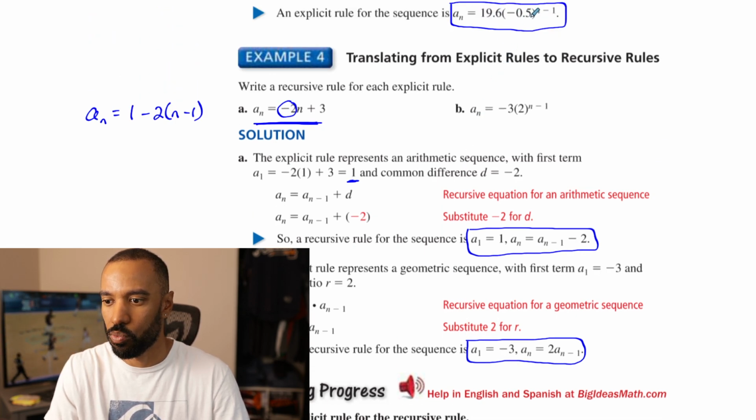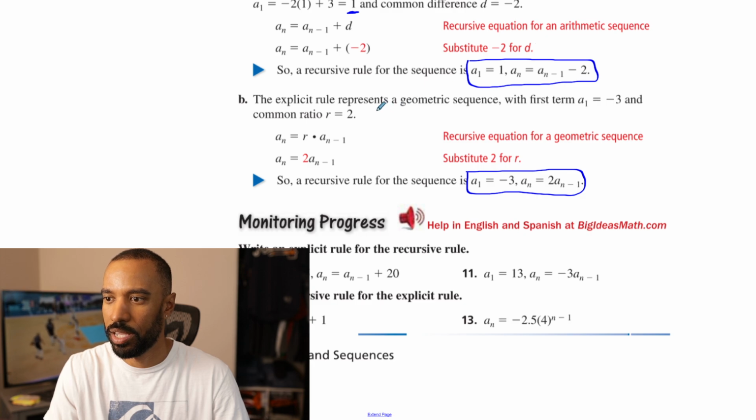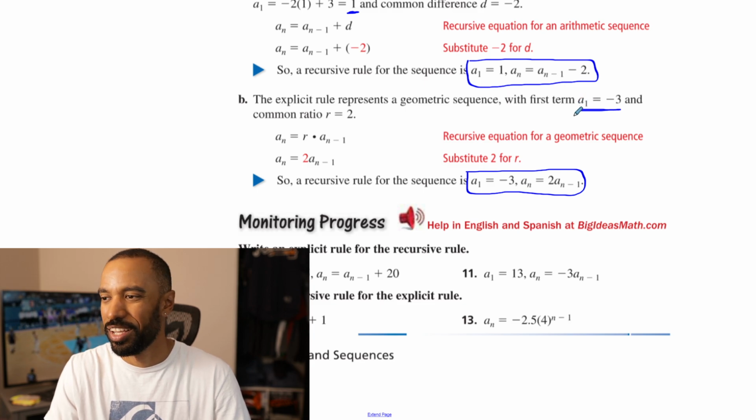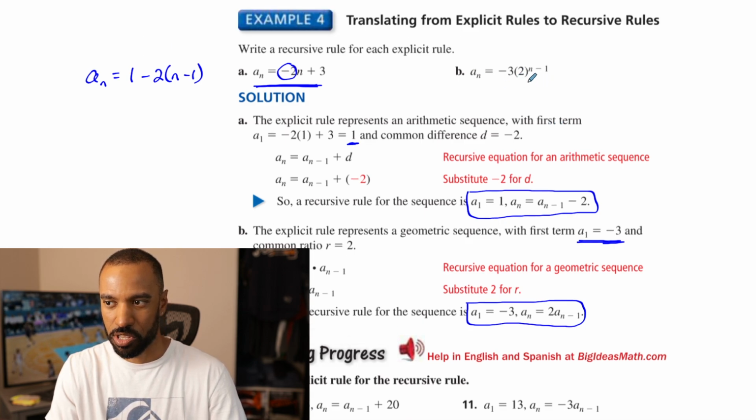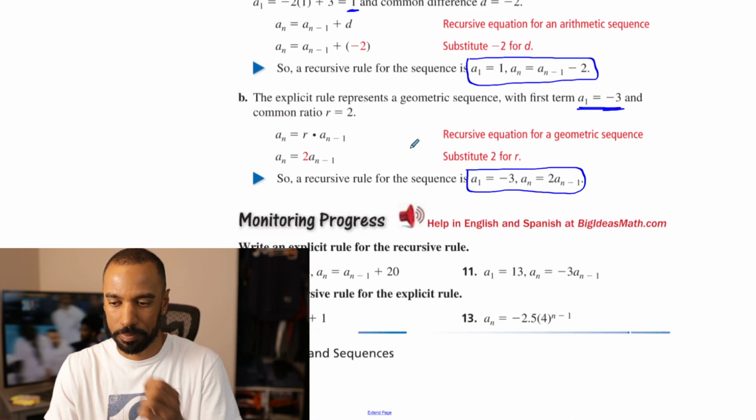You can try and substitute 1 to make sure that you have the right value. It looks like they just stated straight up that the first term is negative 3, because they're aware of the appearance of the formula being what it is.